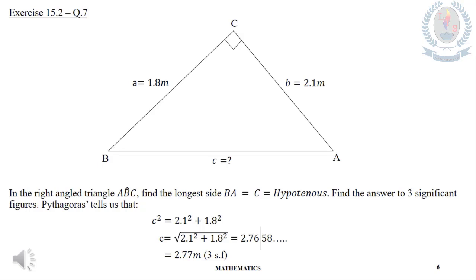Pythagoras tells us that C squared equals 2.1 squared plus 1.8 squared. Therefore, C equals the square root of 2.1 squared plus 1.8 squared, which is approximately equal to 2.7658, which equals 2.77 meters to three significant figures.